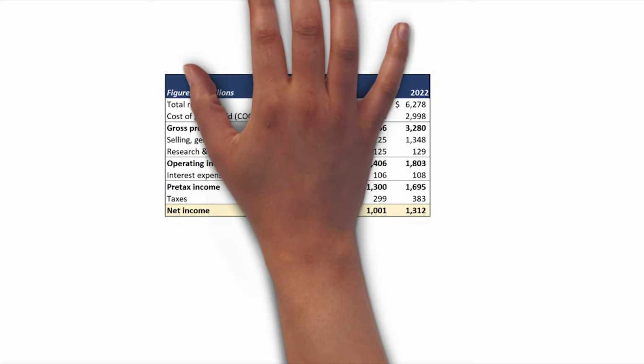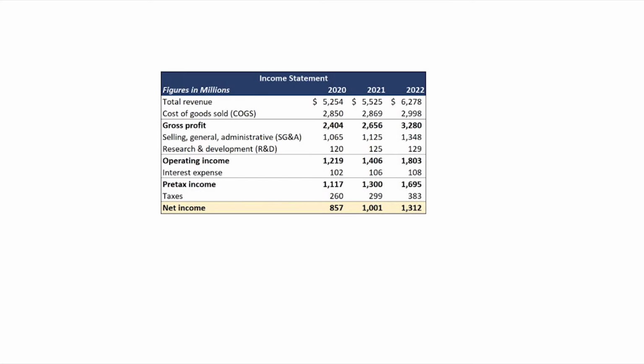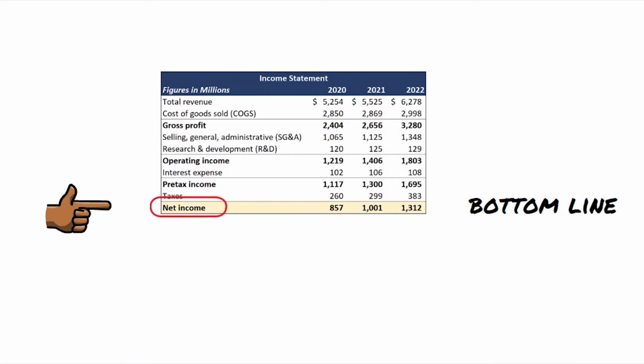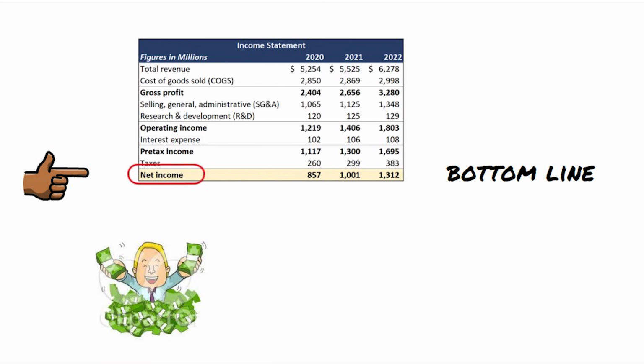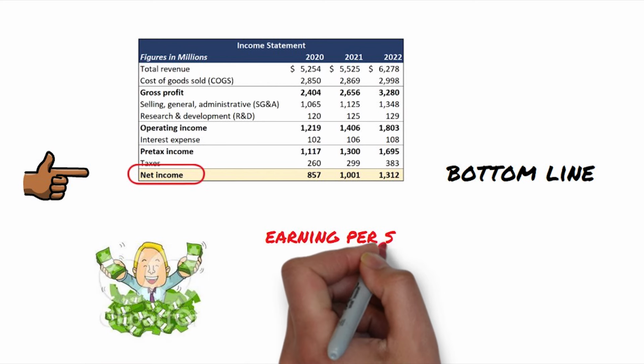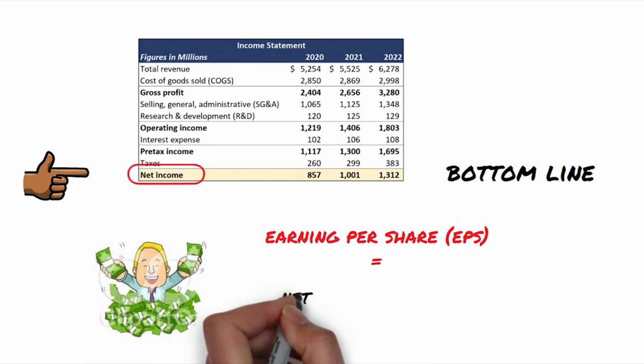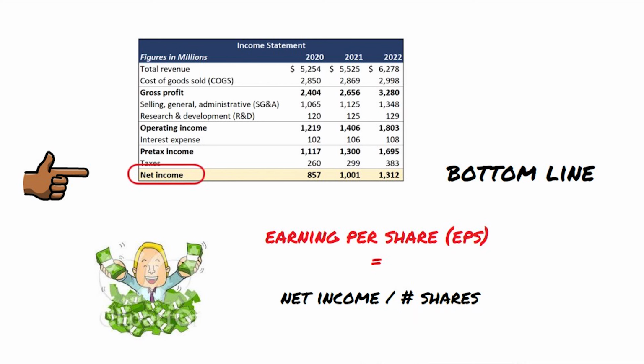Once we have done that, we arrive at the final line of the income statement, the net income. This is also known as the bottom line, as opposed to the top line we have seen at the very beginning. This is the amount of money the company has earned after all costs, expenses, interest and taxes are taken into account. This is usually published as the earnings per share or EPS, which is basically the total amount of profit after taxes divided by the number of shares outstanding.